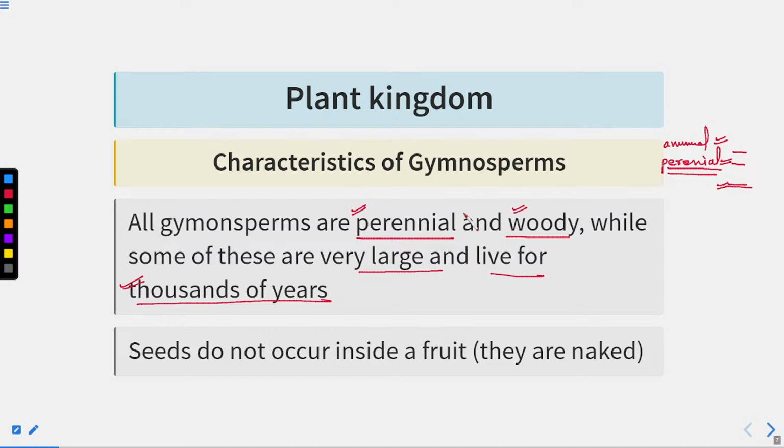They are woody, and some are very large and live for thousands of years, like Sequoia gigantea and different Pinus species, for example Pinus gerardiana. Seeds do not occur inside fruit, which means they are naked. Seeds are not covered with fruit. In angiosperms, the seeds are generally covered with fruit, right? And fruits are what? Fruits are ripened ovary. That is totally absent in gymnosperms, so they are naked.